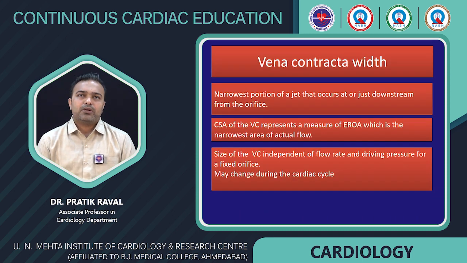Another important parameter in color flow mapping is vena contracta width. Vena contracta is the narrowest portion of a jet that occurs usually at the ERO or just downstream of the orifice. The cross-sectional area of the vena contracta represents the measure of ERO. The size of VC is independent of the flow rate and driving pressure from the LV for a fixed orifice, and this is one of the advantages of vena contracta width measurement. However, the diameter of vena contracta may change during the cardiac cycle.